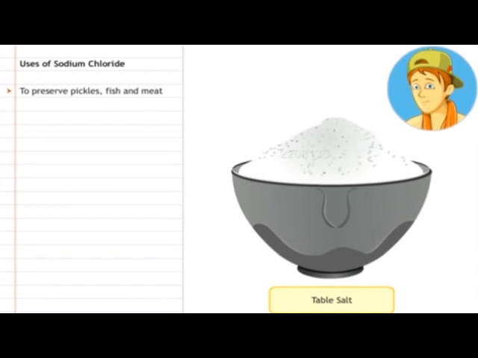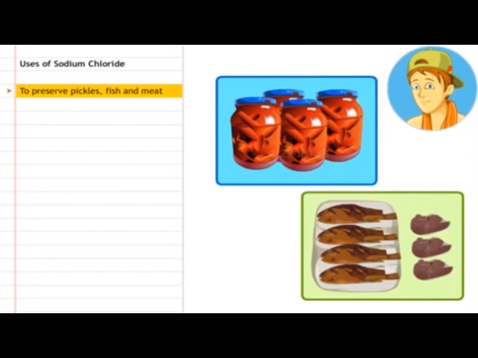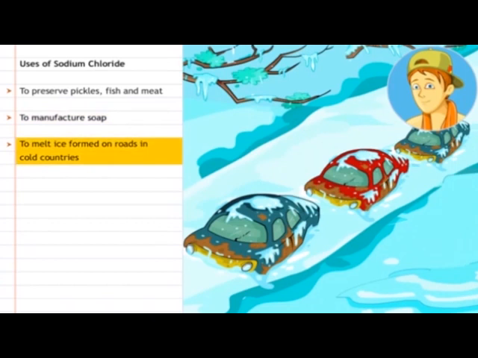Common salt enriches the flavor of food. It plays an important role in the functioning of our nervous system, the movement of muscles, and in the production of hydrochloric acid in our stomach. It is also used as preservative in pickles, fish, and meat. Sodium chloride is used in the manufacture of soaps. It is used to melt ice that forms on the roads in cold countries.